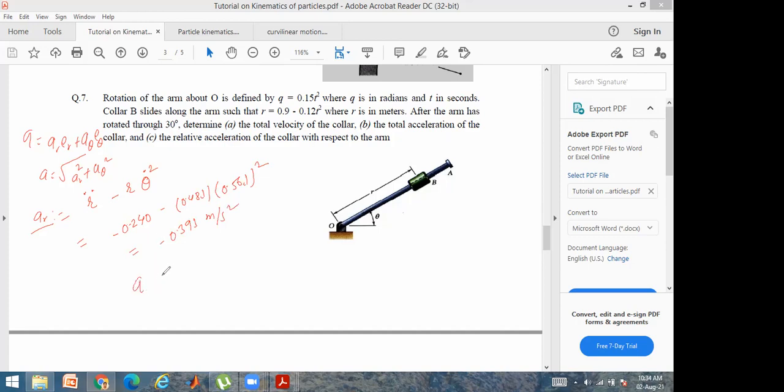Similarly, aθ हामीले निकाल्नु पर्यो. aθ भनेको r θ double dot plus 2 r dot θ dot. भनेपछि तिम्रो यो 0.481 into θ double dot, कति छ 0.3, plus 2 r dot भनेको minus 0.449 into θ dot is 0.56.